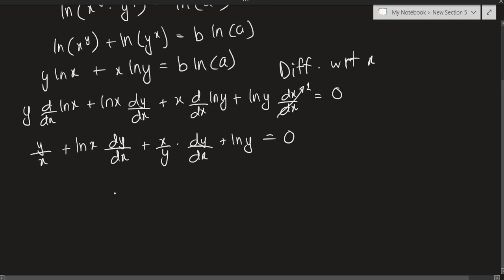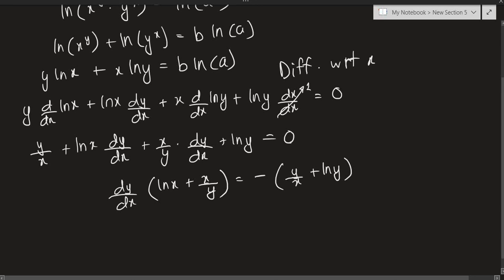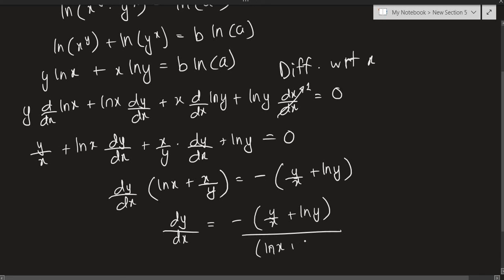Now let's collect the dy over dx terms. So dy over dx times natural log of x plus x divided by y is equal to, we can collect a negative here, y over x plus the natural log of y, because that's going to be common when we take this on the right hand side. And now making dy over dx the subject of the equation, we have negative y over x plus natural log of y in a bracket divided by natural log of x plus x over y.